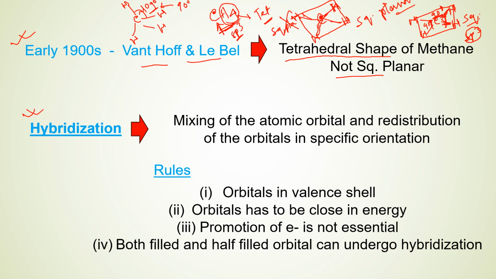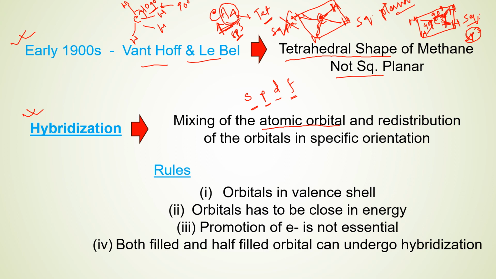Hybridization is nothing but the mixing of atomic orbitals. Like all of you know, there are different types of atomic orbitals like s, p, d, f. All these are atomic orbitals. And if these atomic orbitals mix and produce some new orbitals, those are called hybrid orbitals, and that process is called hybridization.